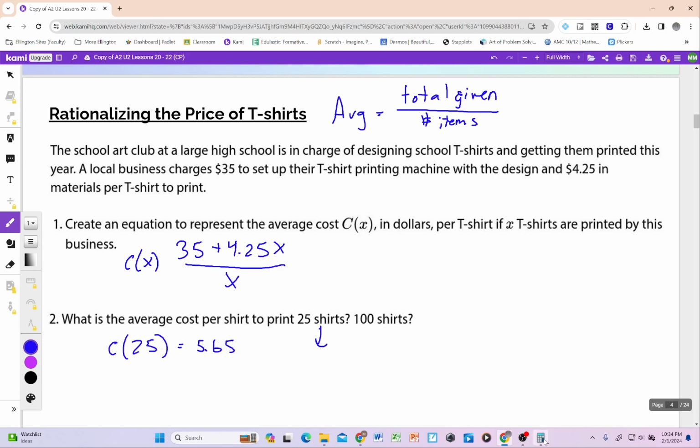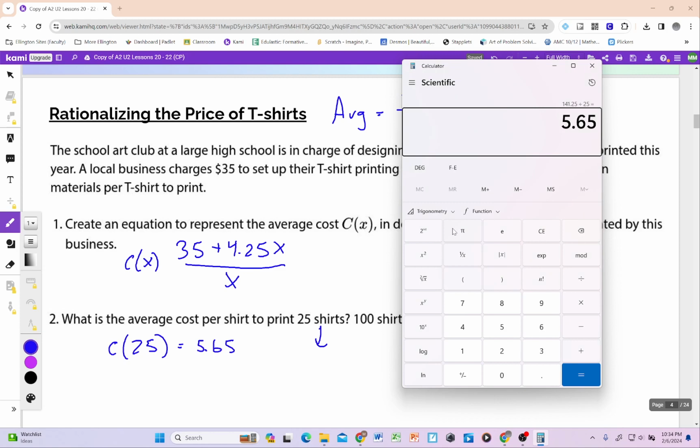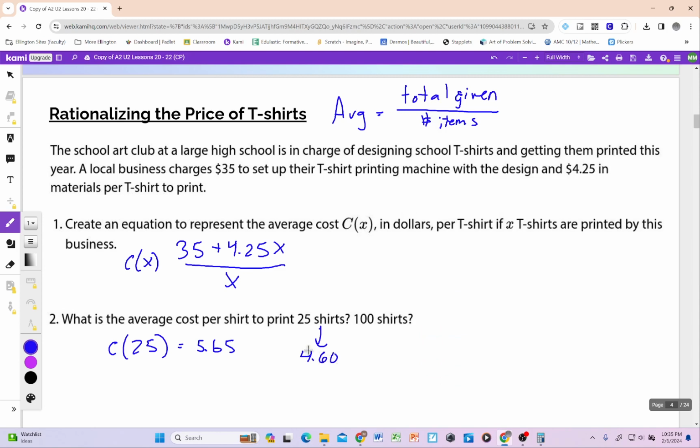Okay, let's do the same for 100 shirts. 4.25 times 100, well, that's just 425. We're going to add 35, and then we're going to divide by 100. 4.60. So it's $4.60 per shirt. Now, here's a good question. C of 100, that's not exactly the way I wanted to write it. Let's go back. I'll write it in a more functional format. C of 100 is equal to 4.60.